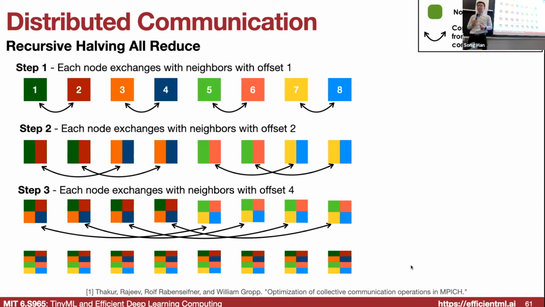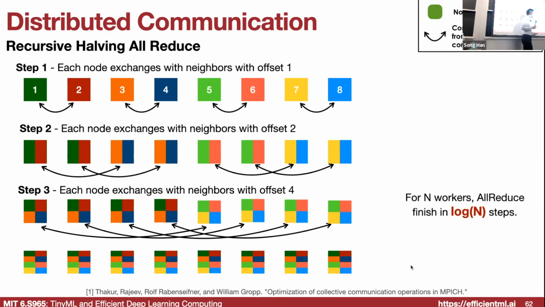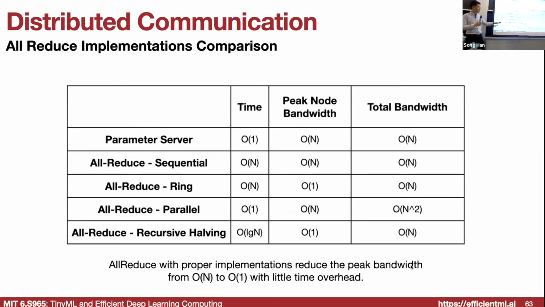Yeah. So this is a very smart way, right? This makes the all reduce finish within log n steps, called recursive halving all reduce, also called butterfly all reduce, since it looks like a butterfly. So let's put them here. Using this recursive halving, we have log n time complexity. Node bandwidth is only O(1), right? Since I'm either communicating with my direct neighbor, or a neighbor at distance 2, or a neighbor at distance 4, rather than talking to everyone else.